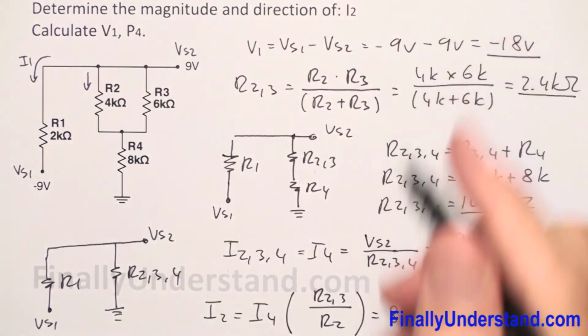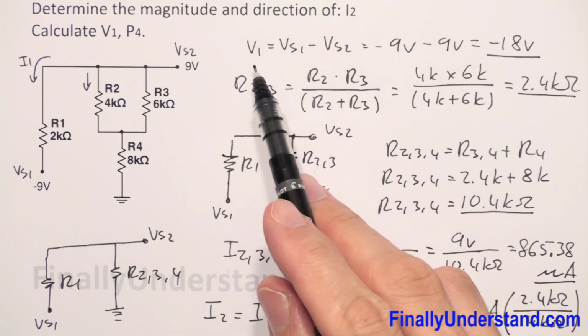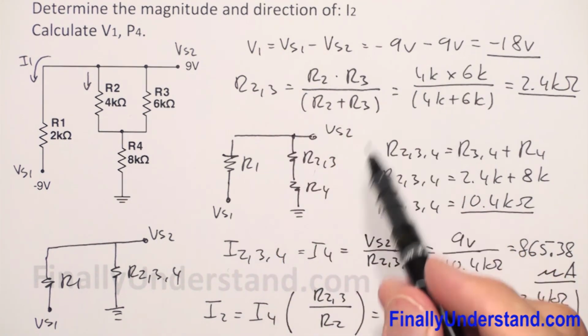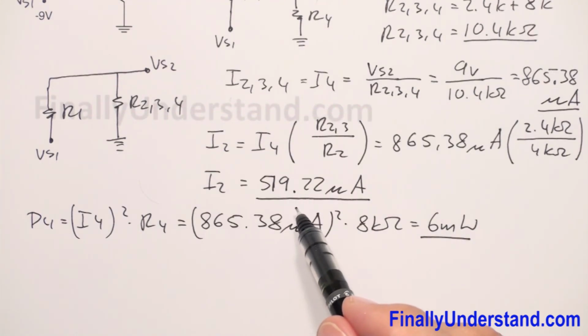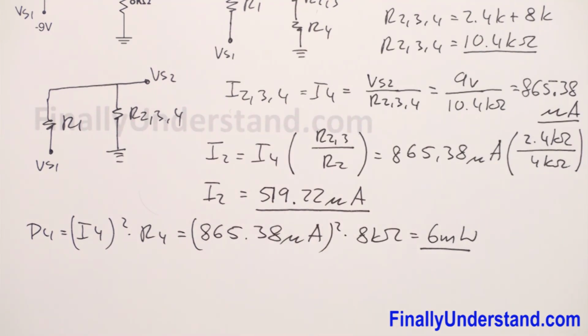So now we've found V1, we've found I2, we've found P4, so we can say that we solved the problem.